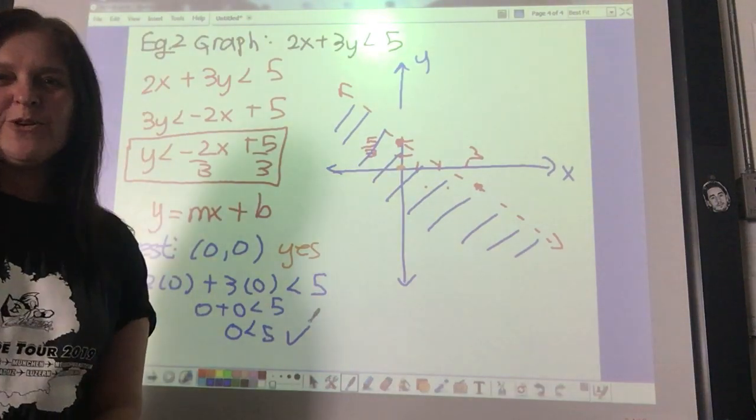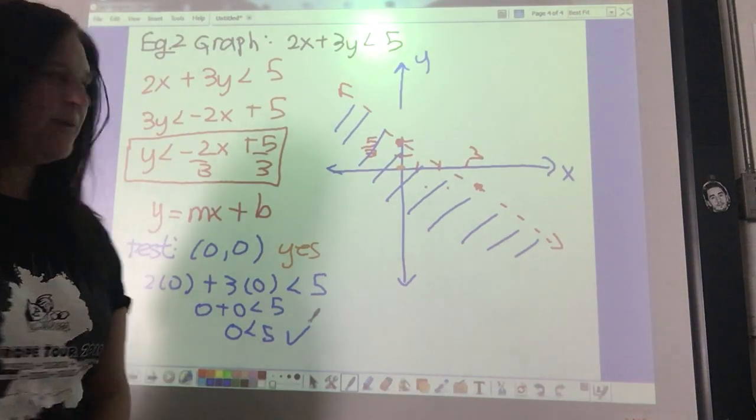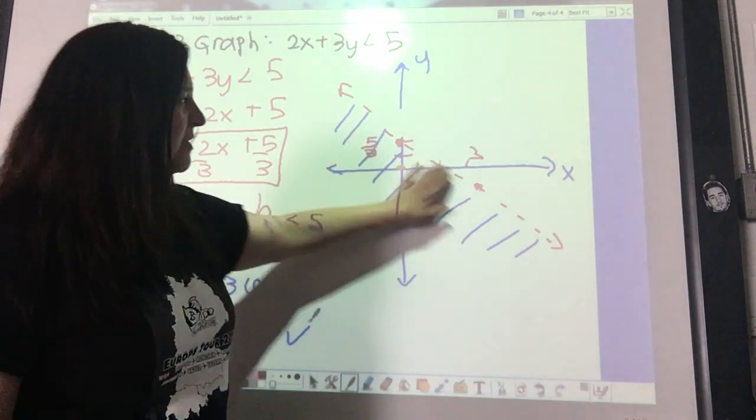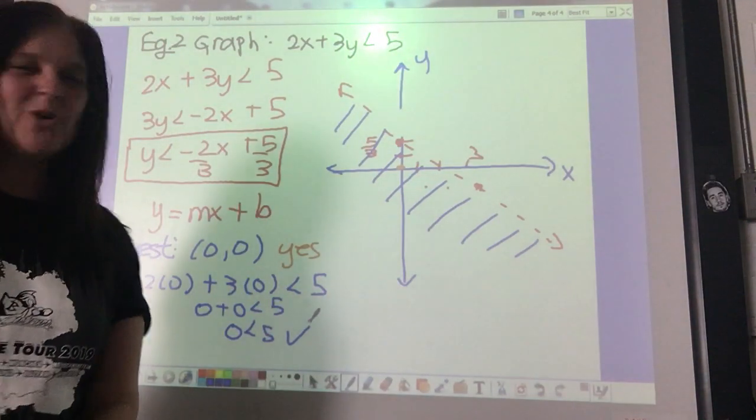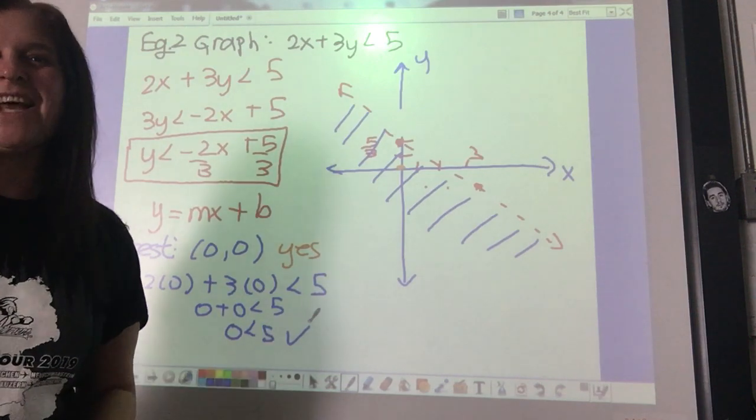Okay, so there you go. If you know how to draw a line in slope-intercept form, then the only new part is deciding whether it's solid or broken and if we shade above or below. Okay, good luck and have fun, and tomorrow we'll be doing a very similar topic but with quadratic inequalities.